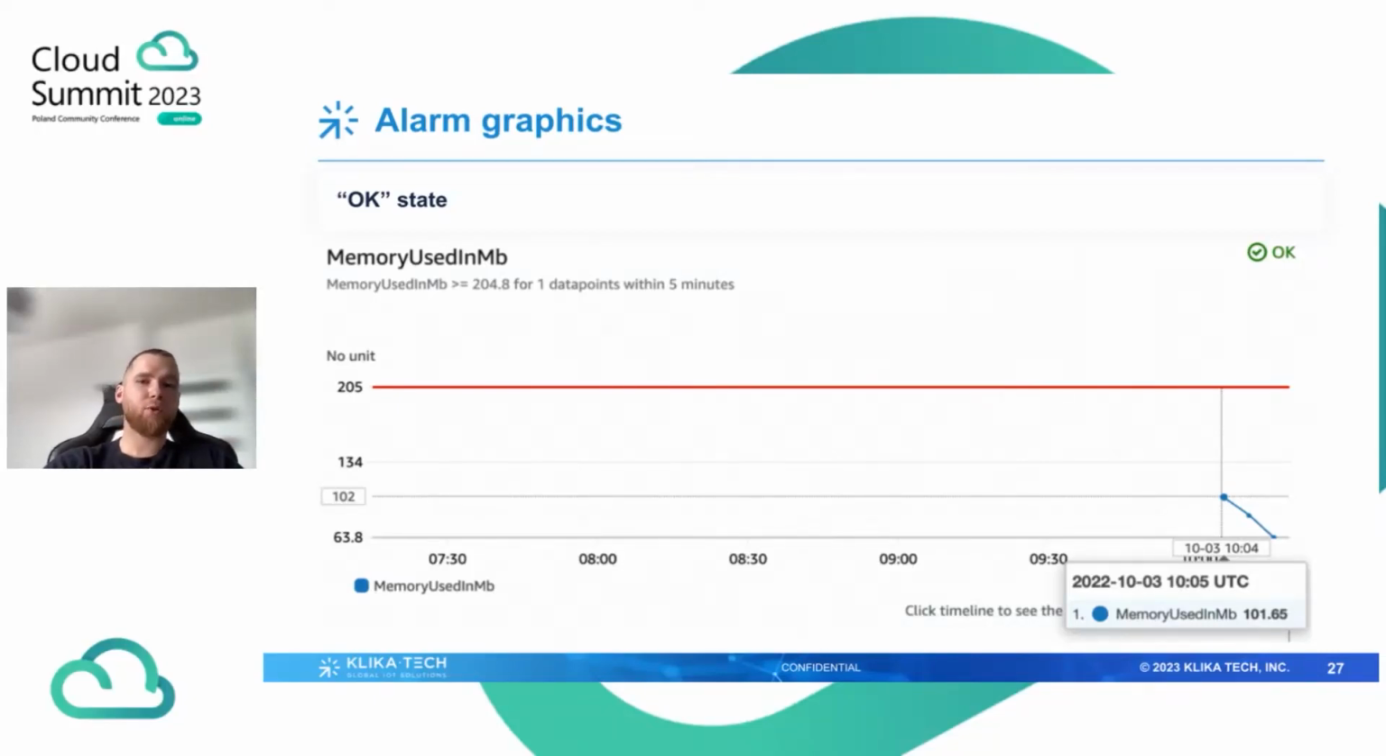However, it is important to keep a close eye on this metric and adjust the threshold if necessary to ensure that we are proactively alerted if the memory usage of our Lambda exceeds safe levels.